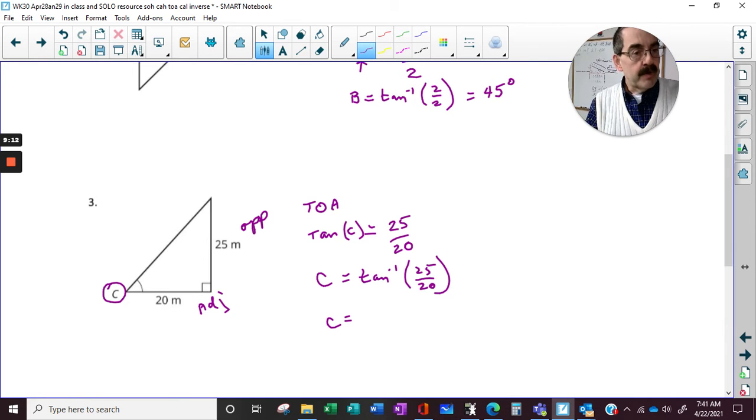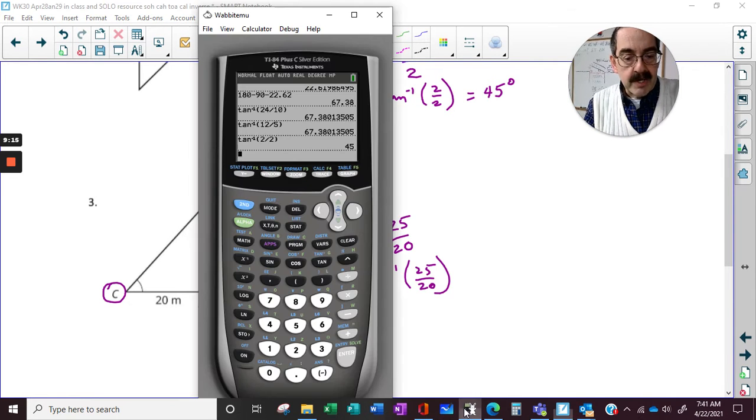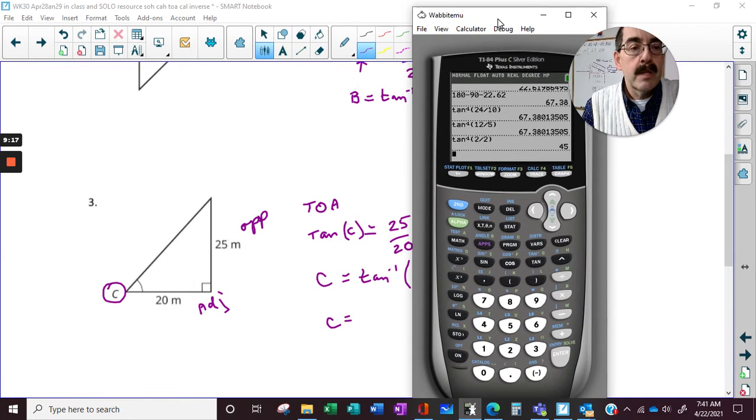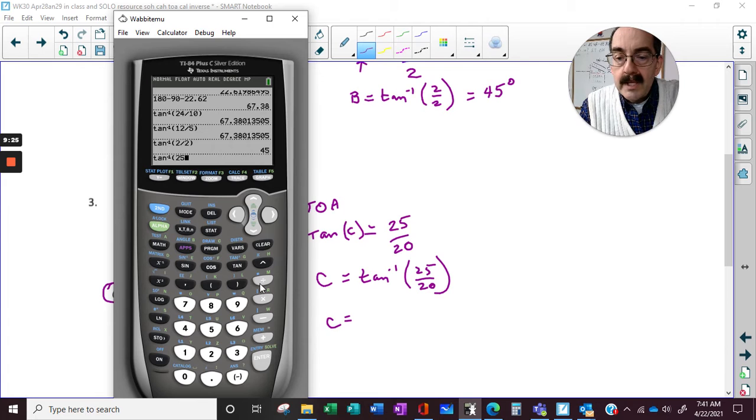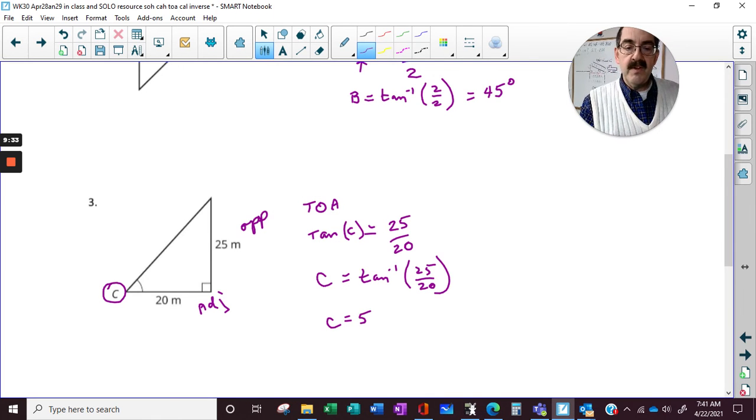Again, pause the video at any time. Make sure that you've got your calculator in the right mode. Second arctan 25 over 20, 51.34. All right? Okay, let's keep going.